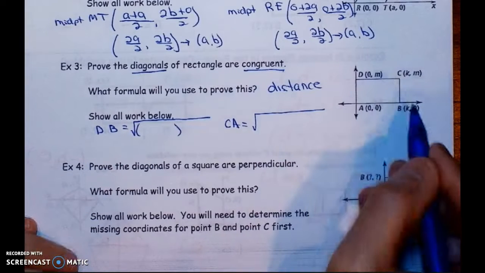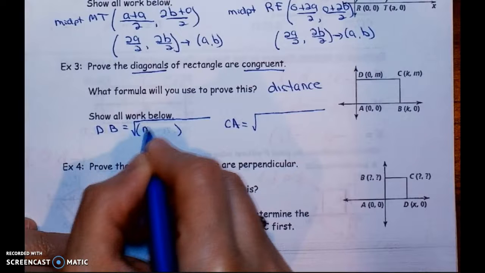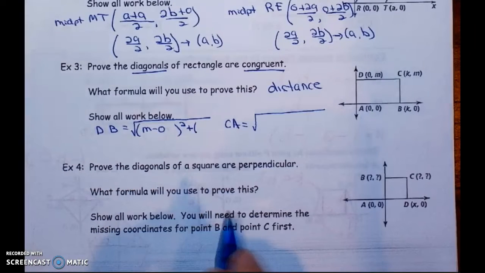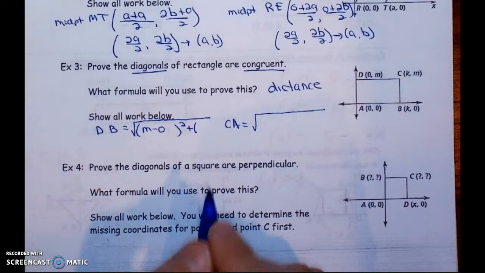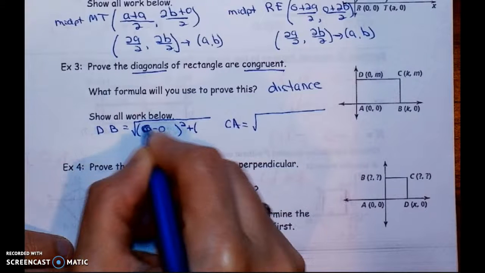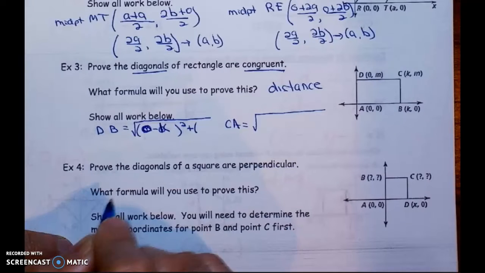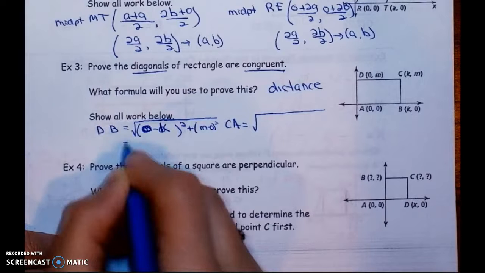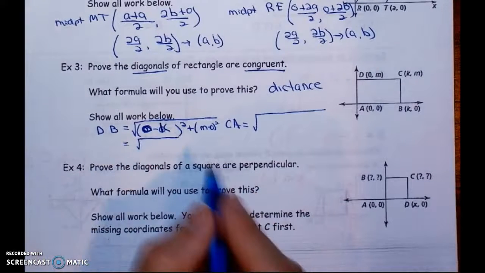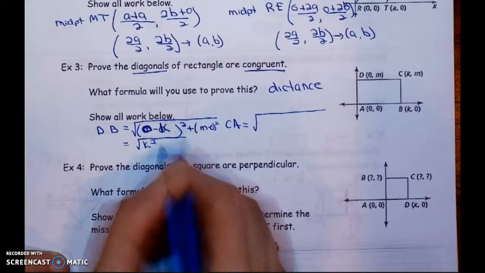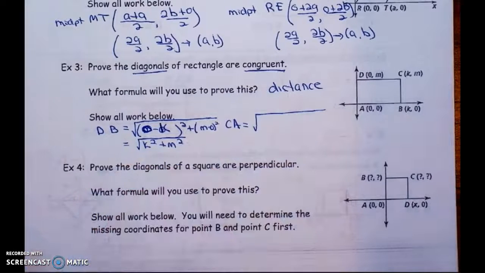So between D and B, we see m minus 0 squared. And we're supposed to subtract the x's first. So technically, let's change this to 0 minus k, and then we've got m minus 0. 0 minus k is negative k, but when you square that, you get k squared. m minus 0 is m. When you square that, you get m squared, and that's as far as we can go.